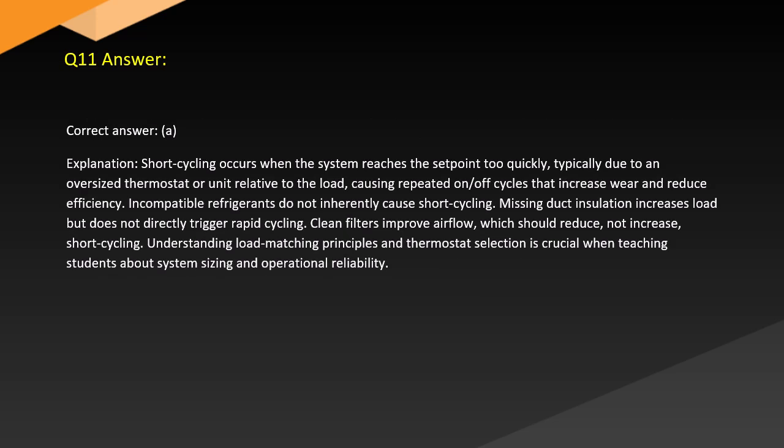Answer. Correct answer: A. Explanation. Short cycling occurs when the system reaches the set point too quickly, typically due to an oversized thermostat or unit relative to the load, causing repeated on-off cycles that increase wear and reduce efficiency. Incompatible refrigerants do not inherently cause short cycling. Missing duct insulation increases load but does not directly trigger rapid cycling. Clean filters improve airflow, which should reduce, not cause, short cycling. Understanding load matching principles and thermostat selection is crucial when teaching students about system sizing and operational reliability.